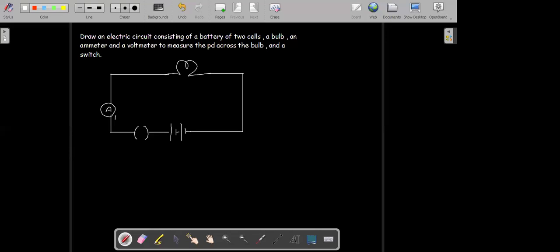The positive terminal of the ammeter is connected to the positive terminal of the battery, and the negative terminal of the ammeter is connected to the negative terminal of the battery, like this. For the bulb, there is no positive and negative terminal, so we have not included any positive and negative over here. The next device we need to add is a voltmeter. Since the voltmeter is always connected in parallel to the circuit, and my voltmeter should measure the potential difference across the bulb, I will draw my voltmeter something like this. Across the bulb, I will put up my voltmeter.